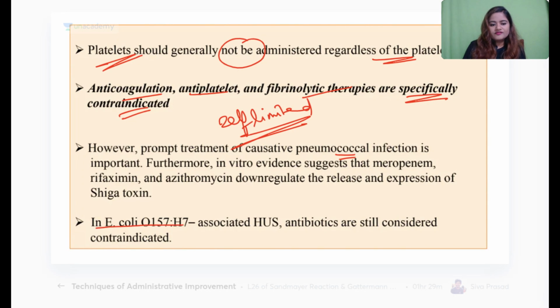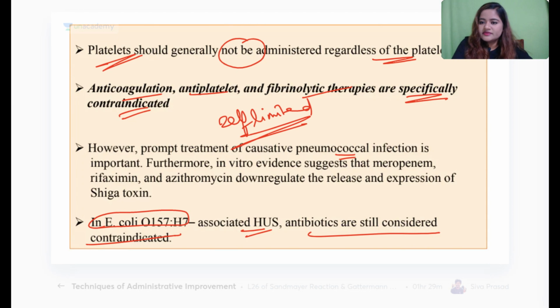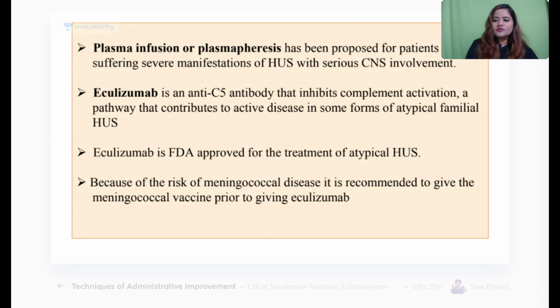Now, for E. coli O157:H7 associated HUS, antibiotics are still considered contraindicated. वैसे भी हम किसी भी डायरिया में मोस्टली एंटीबायोटिक्स नहीं देते हैं. अगर आपने HUS associated E. coli में भी एंटीबायोटिक दे दिया, it will not have much room. So what we can do is to think about a plasma infusion or plasmapheresis.